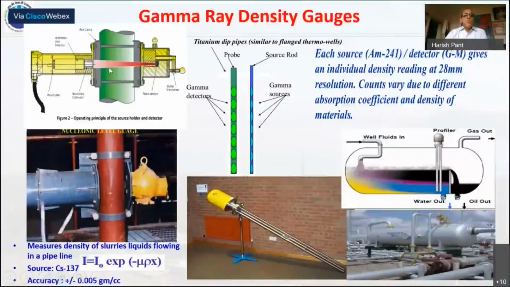So x, we know what is the thickness of this pipe here, and we know what is the mass absorption coefficient of this source for that material. It is known from the literature. I is known, and I0 is also known. So one can find out the density.